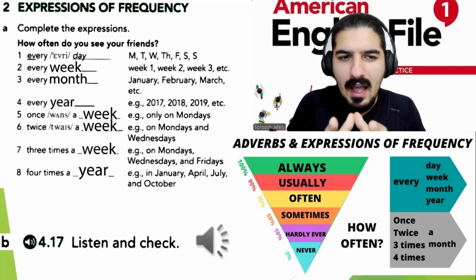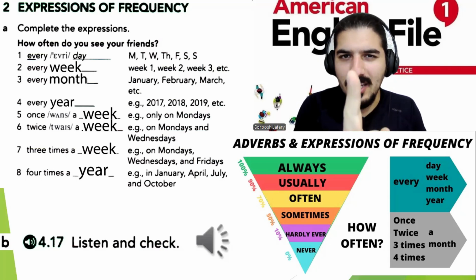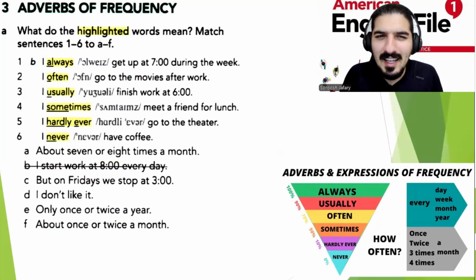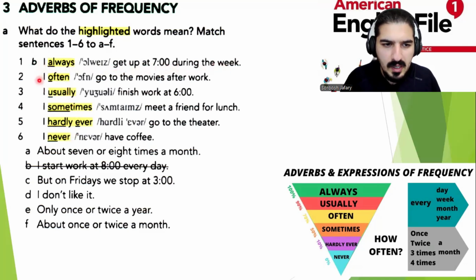Great. Now you know the expressions of frequency, but we're not done yet. Let's go to the adverbs. Okay, ladies and gentlemen, adverbs of frequency. Look at the highlighted words: always, often, usually, sometimes, hardly ever, never. For example, look, I always get up at 7 during the week. So it's B. I start work at 8 every day.